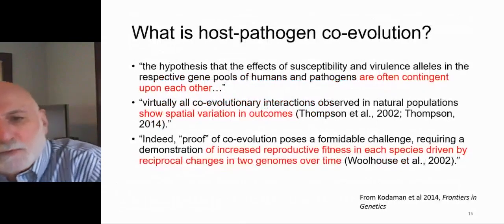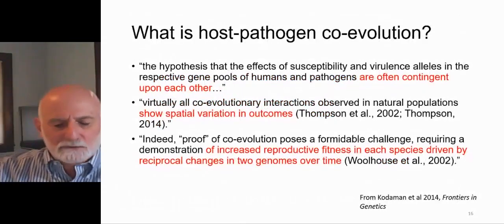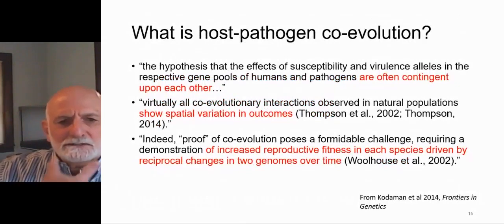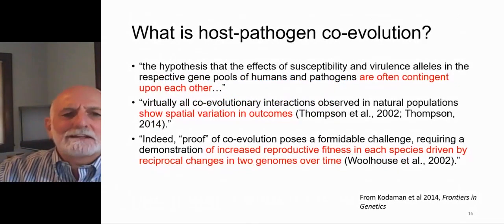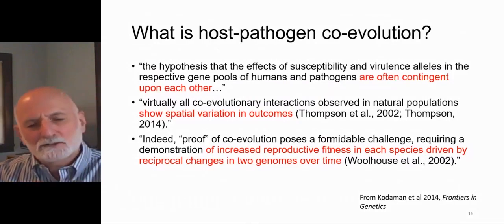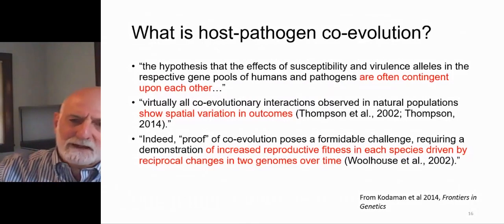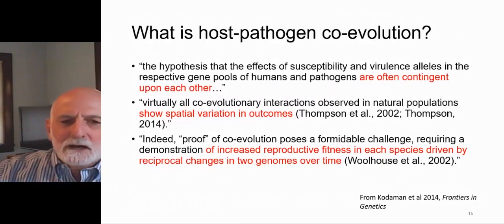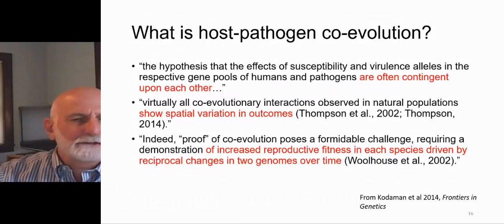So in our paper, we published about this whole concept of coevolution about 7 or 8 years ago. The point being that the effects of susceptibility and virulence are really contingent upon each other. So the host does something, the bacterium or the pathogen does it back, and this goes back and forth consistently. Similarly, virtually all of these kinds of coevolutionary interactions have very well-defined spatial variation.